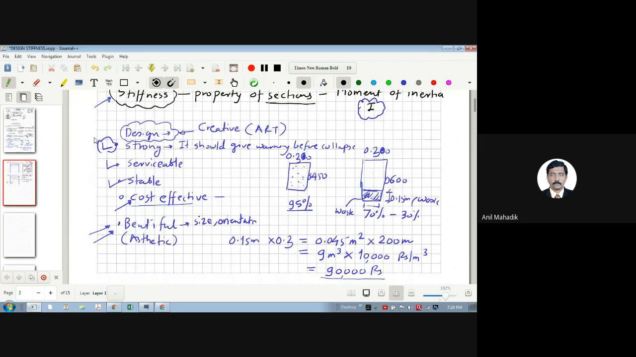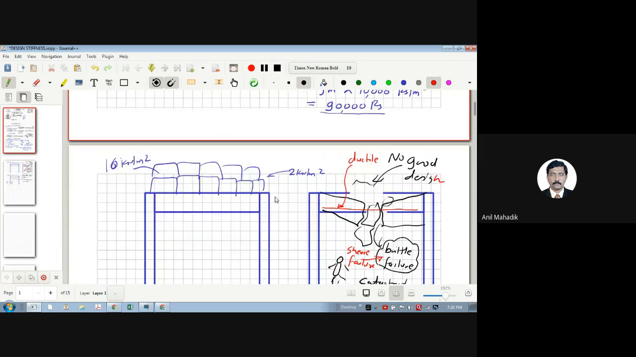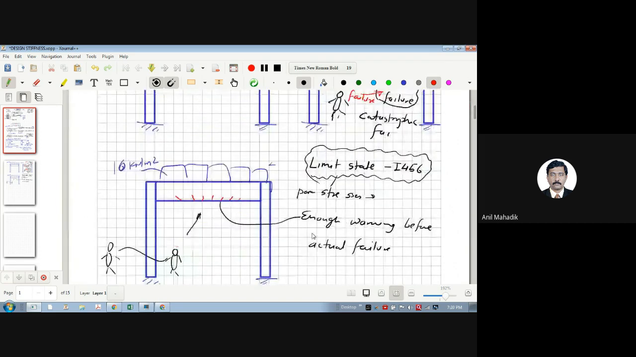Then these are the parameters which we should take into consideration in the design: cost effectiveness, beautiful, stable, serviceable, strong. Then it should give warning before failure. So these are the important design aspects we should keep in mind. Whether you use steel, concrete, or timber, whatever the material, there is no problem. But these are the parameters.